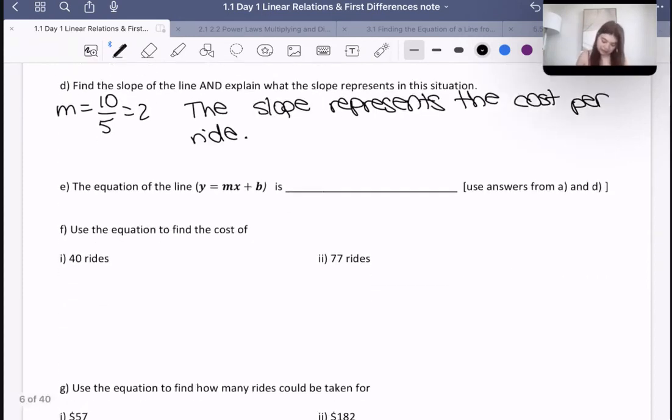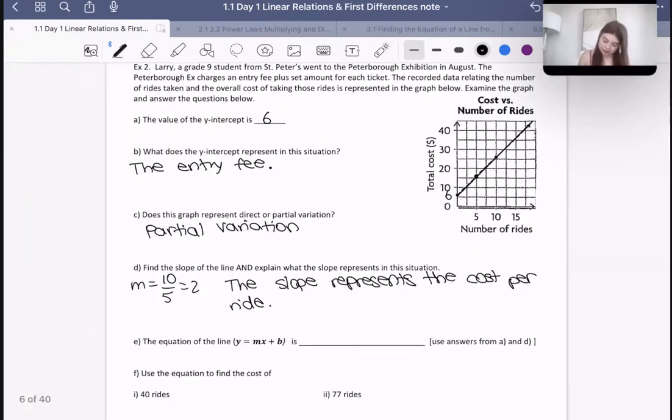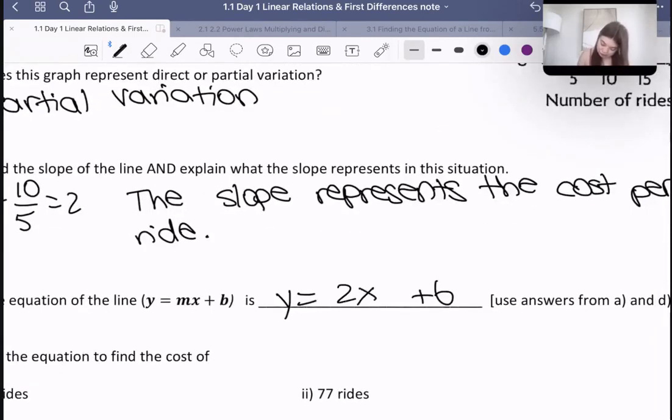Then it says the equation of the line, y equals mx plus b, is what? And we have to use our answers from part A and D. So the y-intercept, which is b, would be 6. So y equals something plus 6, and then mx. Well, what's m? We said m was 2, so it would be y equals 2x plus 6, right? Because 2 times the number of rides we go on, and then plus 6 because 6 is just the entry fee. We have to pay a one-time entry fee no matter what.